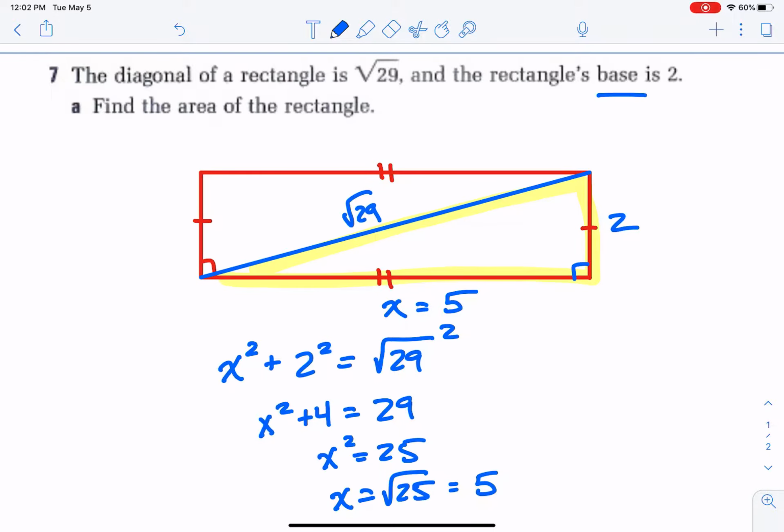Okay, so our area then is base times height, which is 2 times 5, which of course is 10 units squared. Even though we're in geometry, sometimes we do have negative numbers, but when you're dealing with a side of an object, we don't use the negative. And there you go.